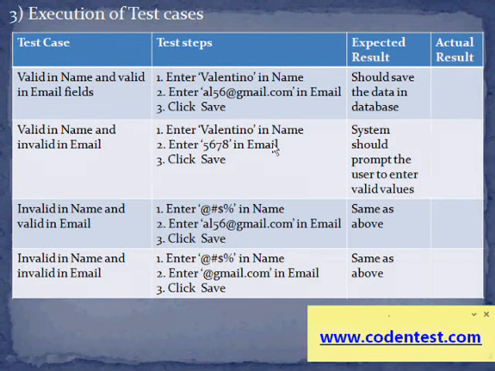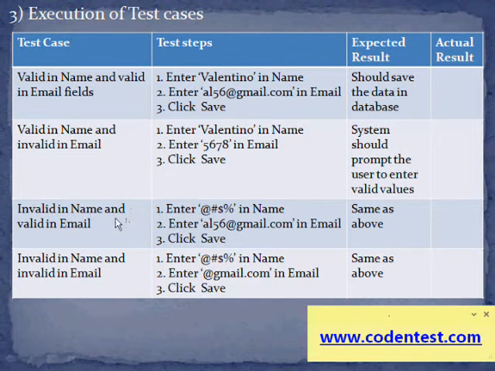Test steps are: enter Valentino in name, because we are entering a valid value in name, and the next step is enter 5678 in email. We are entering an invalid value in email, and we are clicking save button. The expected result for this is the system should prompt the user to enter valid values, and of course the data and the details should not be stored in the database. That's our expected result.